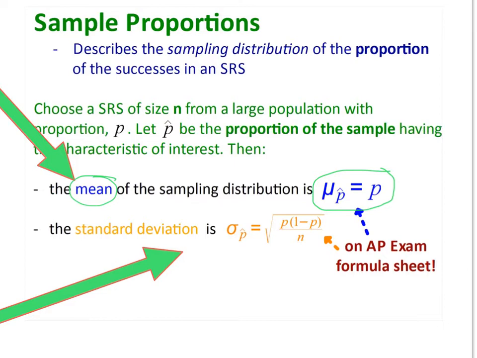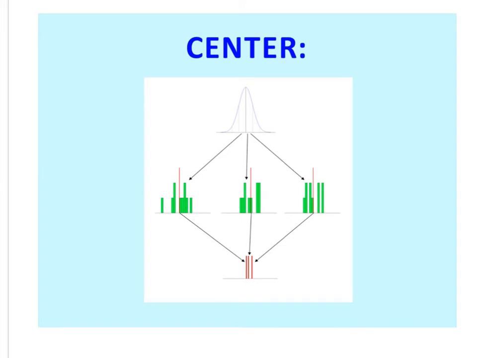The standard deviation, or the spread, is going to be the square root of P times 1 minus P over N. The standard deviation of P hat is going to be narrower, or smaller, for a larger sample. So the bigger my sample size, the smaller this number is going to be. Once again, these two formulas are on the AP exam formula sheet, but you do want to memorize them or know what they are because the AP formula sheet has a lot of formulas on it.